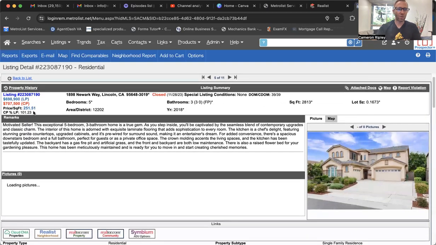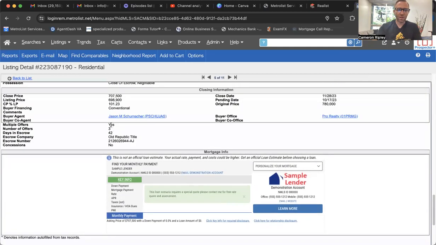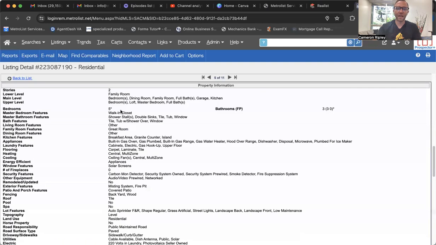So this next one, here we go. This is getting a little closer. 5-bed, 3-bath, 2,800 square feet. Listed for 698,900, sold for 707. Scroll down, they had multiple offers. Yes, 42 days in escrow. They had 3 offers. Original price was 780 though.